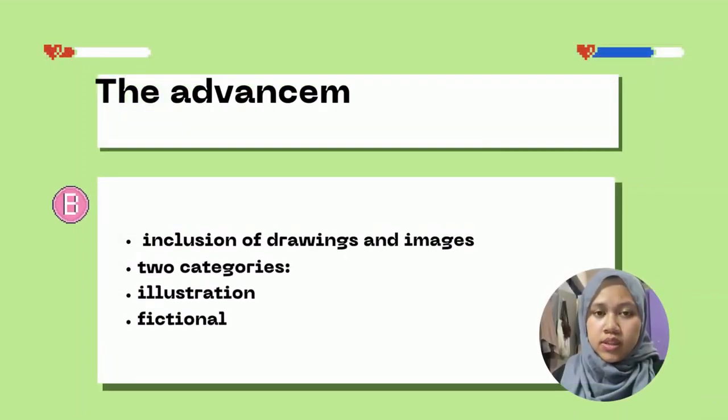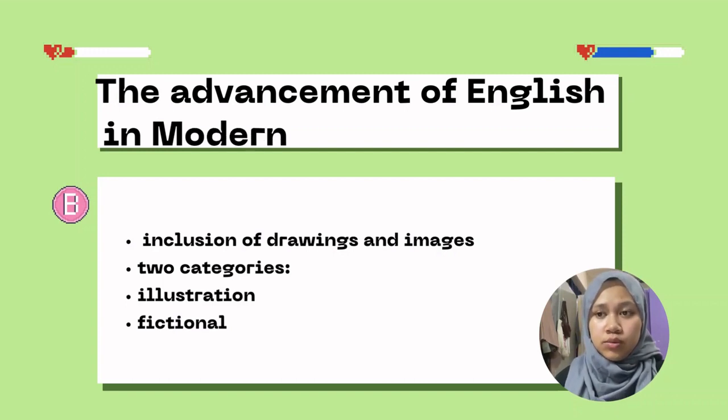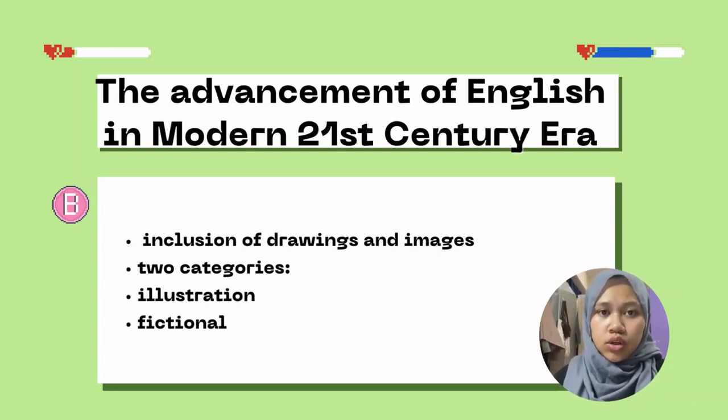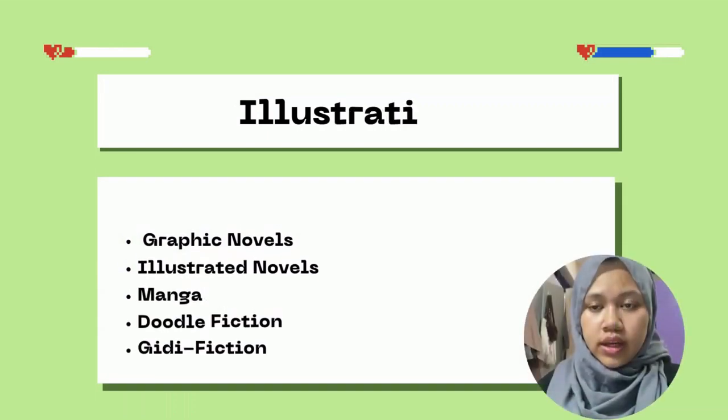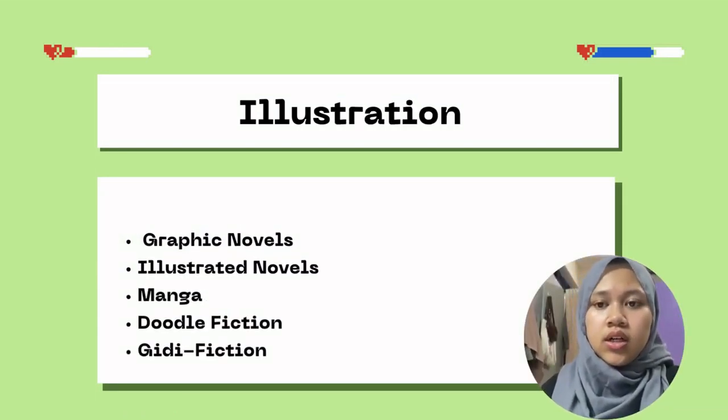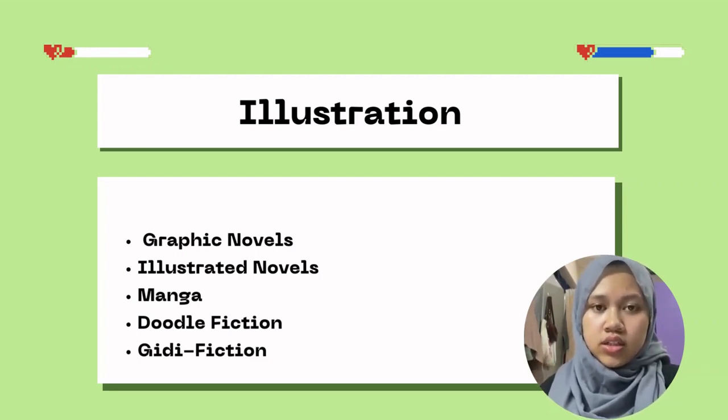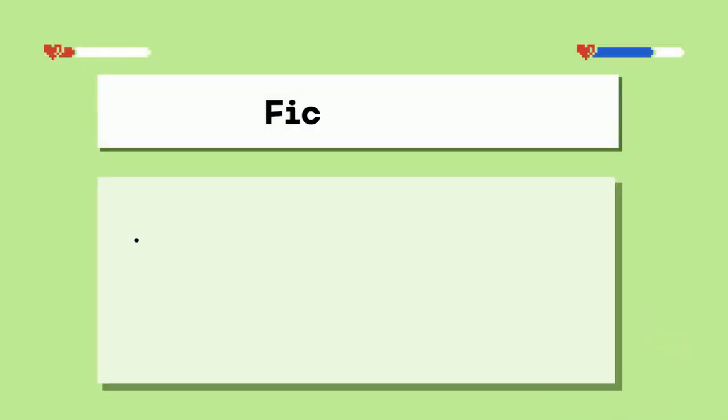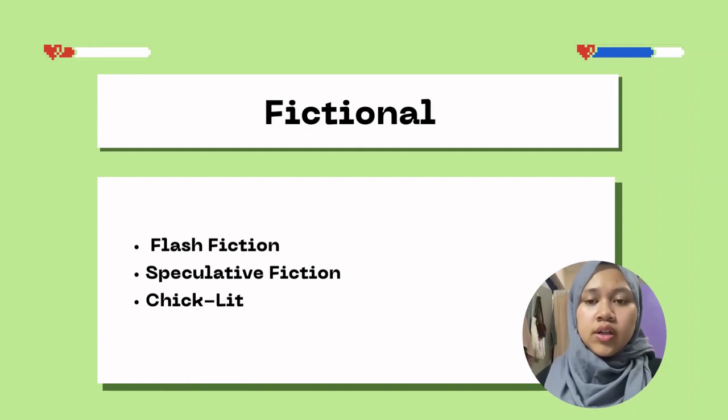The result that can be seen from the factors that contribute to the advancement of the English language is the inclusion of drawings and images as well as illustrations in English literature, and these can be categorized into two different classifications, the first is by illustration and the second one is by fictional. The literary works that include illustration in the book are graphic novels, illustrated novels, manga, doodle fiction, and GD fiction. Meanwhile, the books that revolve around the fictional genre are flash fiction, speculative fiction, and chick lit.